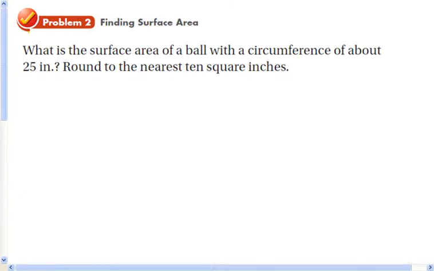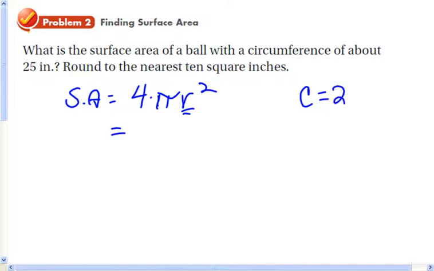Alright, so what is the surface area of a ball with a circumference of about 25 inches? Round to the nearest 10 square inches. So this would be the surface area, and a ball is a sphere, so again we're going to use 4 pi r squared. And it says the circumference is 25. We need r for this formula. Circumference is actually 2 times pi times the radius. And we're given that the circumference of this sphere is 25, so to solve for r, we're just going to divide both sides by 2 pi.